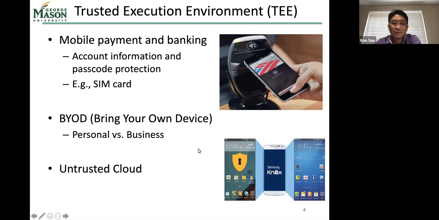Another example is the cloud. For the cloud, how can we trust the cloud service provider not to just look into our sensitive data? That's why we have SGX. Intel proposed SGX to protect the customer's data. Even if the hypervisor or OS cannot be trusted, we can still guarantee to protect the client's data or application.